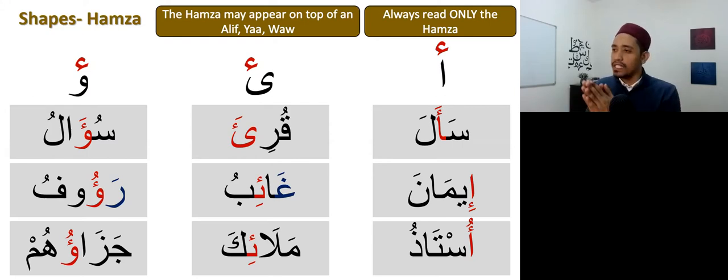Because sometimes when you see a Hamza on an Alif, it's read as a Hamza. So sometimes people call it Alif, sometimes people call it Hamza. It doesn't matter, as long as you understand how to do it. If you see a Hamza and Alif, or a ya or a waw, that's Hamza. Done. End of story.